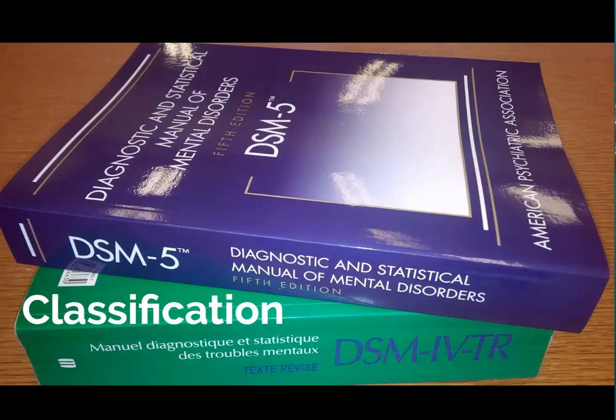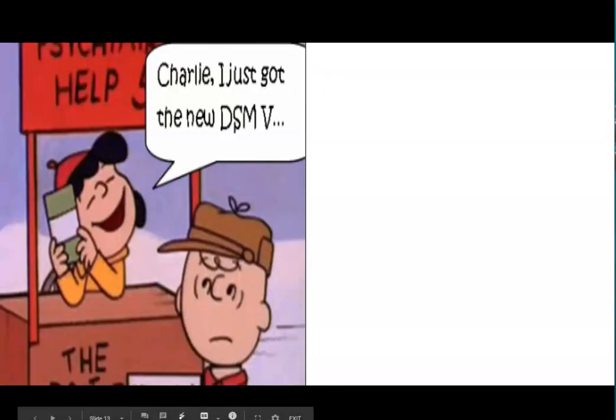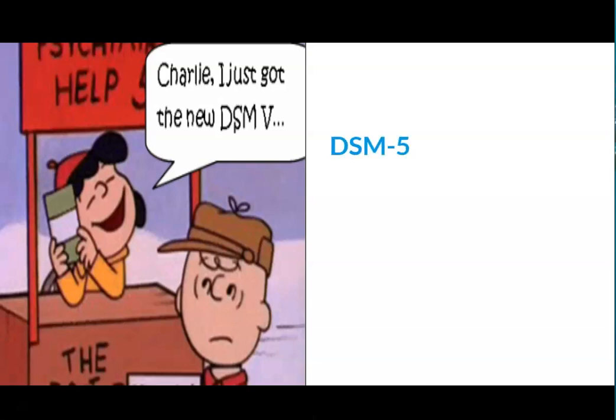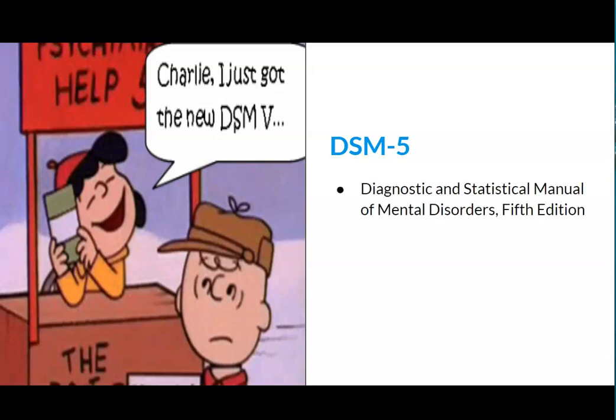So, how do we know if someone has a psychological disorder? Psychiatrists and psychologists have created systems to classify and diagnose psychological disorders. Mental health professionals use a manual that describes and classifies psychological disorders. It is called the Diagnostic and Statistical Manual of Mental Disorders, 5th edition. It's a mouthful, so we refer to it as the DSM for short.